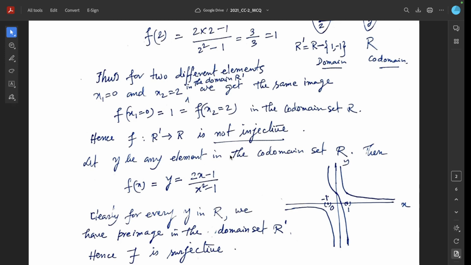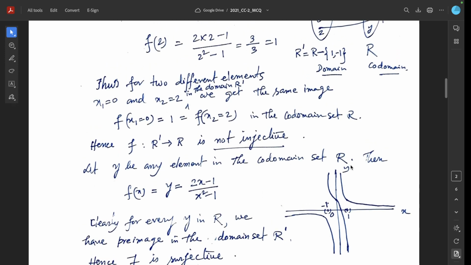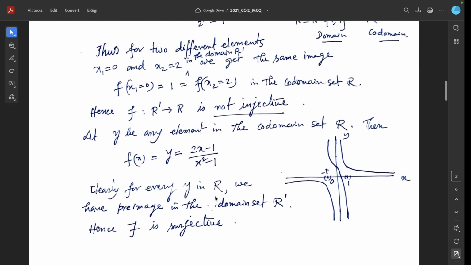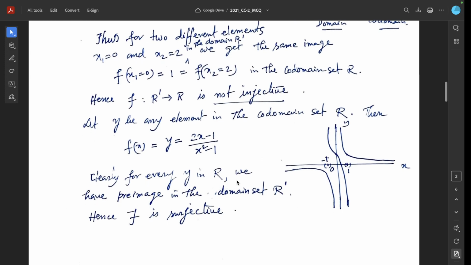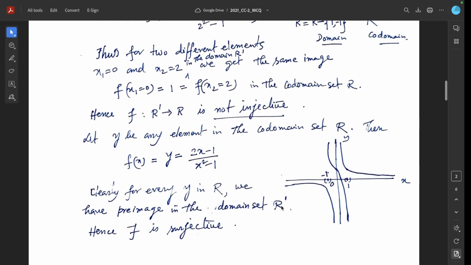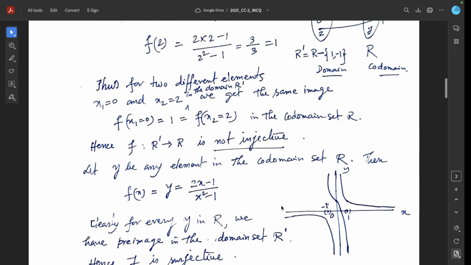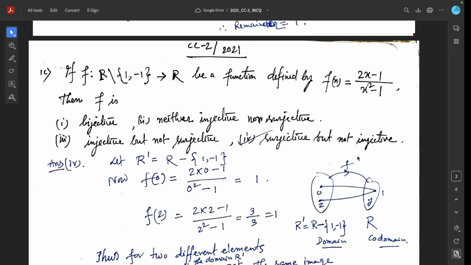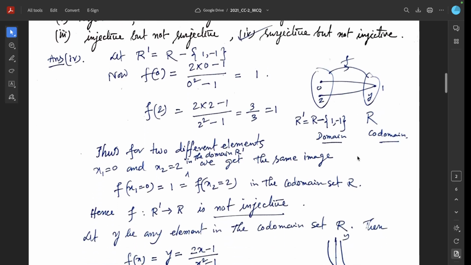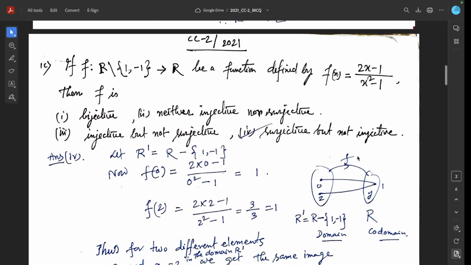Also, let y be any element of the codomain set R, then f(x) = y, that is y = (2x - 1)/(x² - 1). Clearly, for every y in R, we have a pre-image in the domain set R'. Hence, f is surjective. Hence, the correct option is surjective but not injective. Next question.